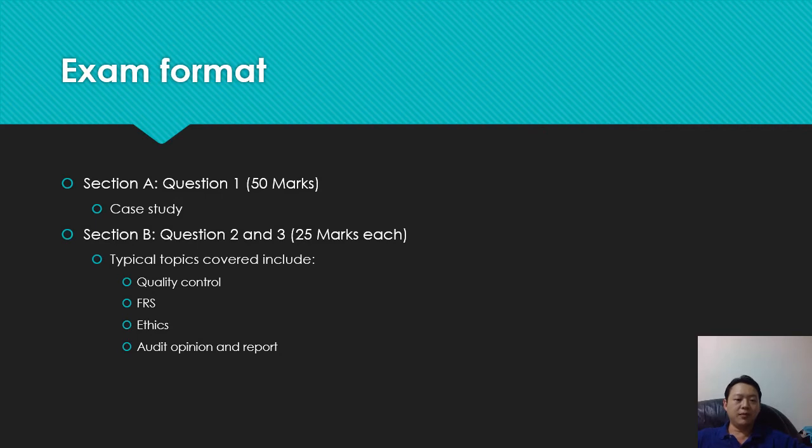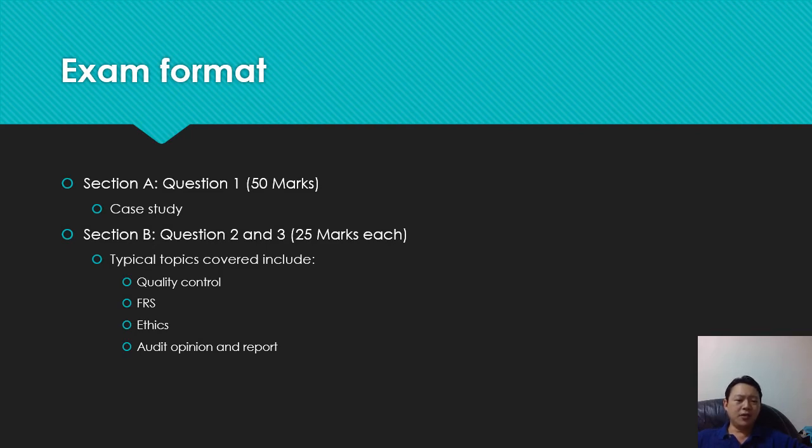They will be compulsory. Okay, section A is a 50-mark case study question, while section B comprises a shorter question 2 and a question 3, 25 marks each. Now, question 1 covers a case study, a relatively long one, with a lot more details, whereas questions 2 and 3 come with very short scenario-based questions. You'll be given a short scenario, not very long, typically about half a page or so.